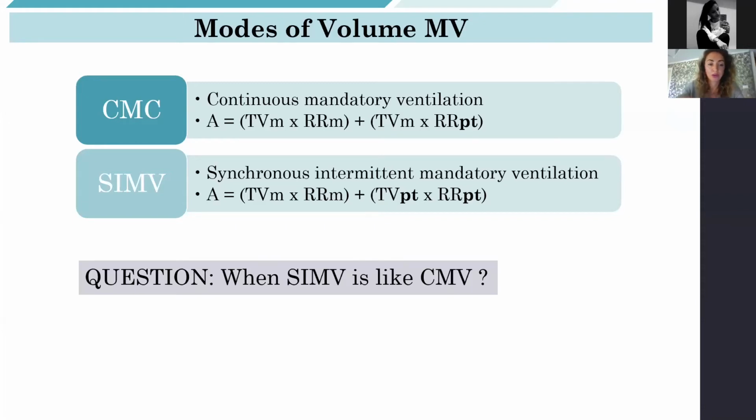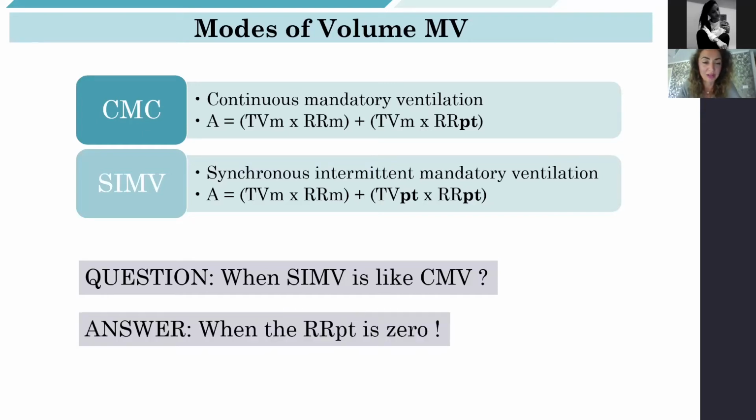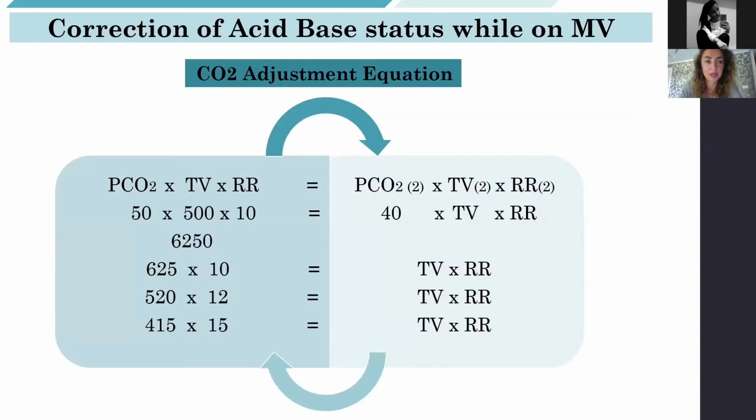So if you are seeing these two equations, I would like you to ask a question, a rhetorical one, because I will answer it in the end. When is synchronized intermittent mechanical ventilation like continuous mechanical ventilation? The answer is when the respiratory rate of the patient is 0, because then the tidal volume is set on the machine only by the doctor, and he cannot breathe by himself. Since he is not breathing by himself, we have continuous mechanical ventilation.